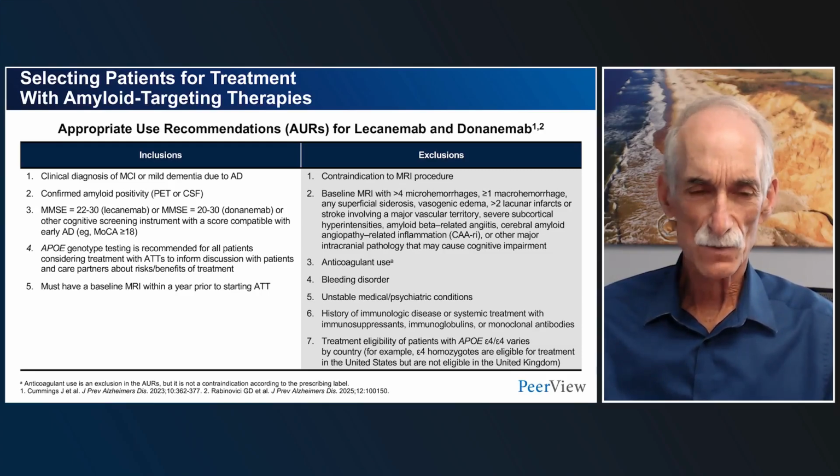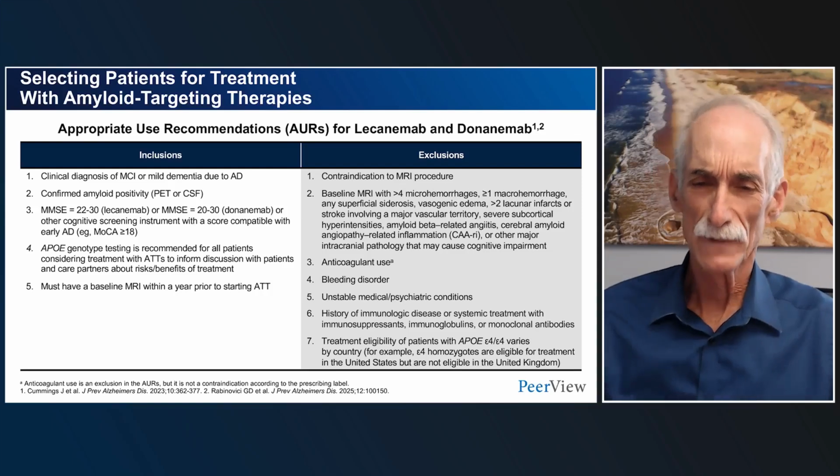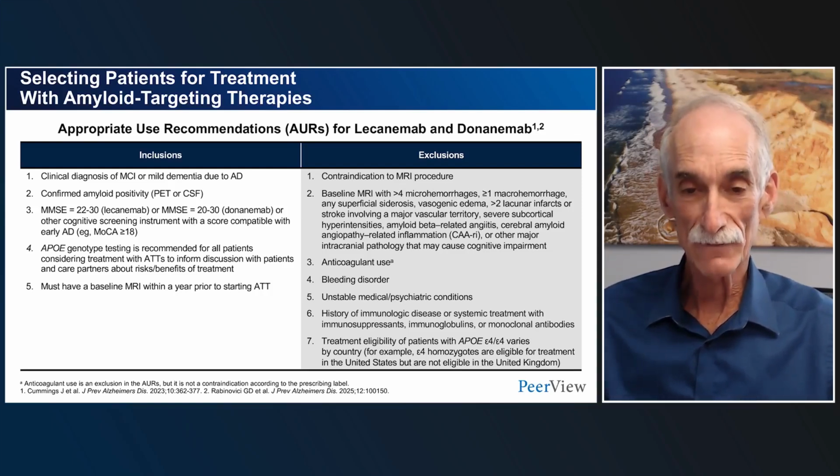APOE genotyping is required to evaluate the risk profile of the patient. And the patient must have a baseline MRI that's carefully reviewed for safety. Now, it's also important to know about exclusions. People have to be able to undergo safety MRIs during the treatment period. We look for signs of CAA, no more than 4 microhemorrhages, any area of superficial siderosis, severe subcortical hyperintensities, any area of macrohemorrhage or prior episodes of macrohemorrhage.